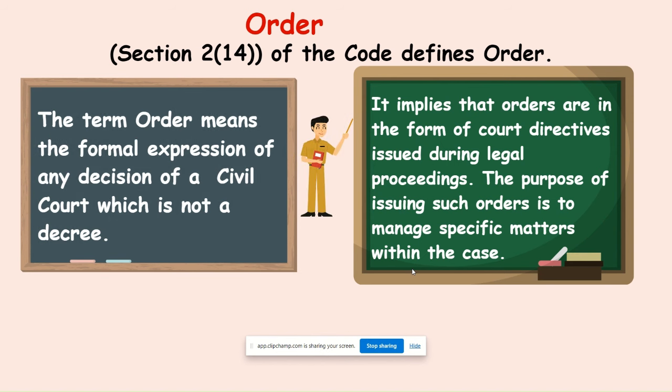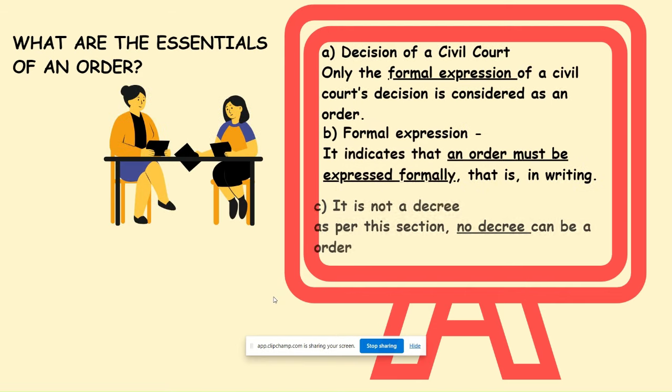Next term is order. Section 2, subsection 14 of the code defines order. The term order means the formal expression of any decision of a civil court, which is not a decree. It implies that orders are in the form of court directives issued during legal proceedings. The purpose of issuing such orders is to manage specific matters within the case. So the term order means formal expression of any decision of a civil court, which is not a decree. एंड ऑर्डर जो होती है वो कोर्ट डायरेक्टिव्स के फॉर्म में होती है. द पर्पस इज टू मैनेज द स्पेसिफिक मैटर्स विद इन द केस.